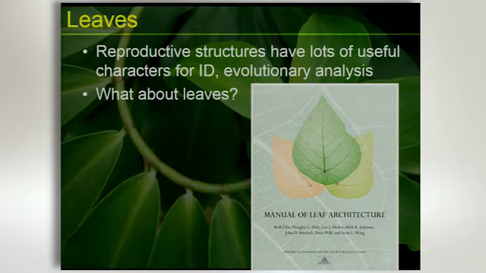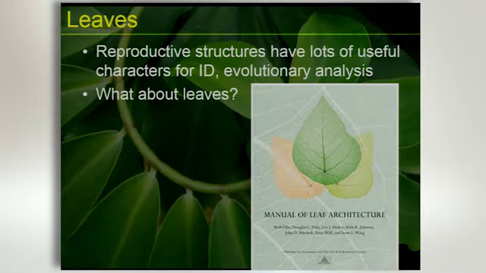So reproductive structures, we know, have a lot of useful characters for identifying them, which we need for these evolutionary analyses, but a lot of what we find in the fossil record are actually the leaves and not the fruits or seeds, right?